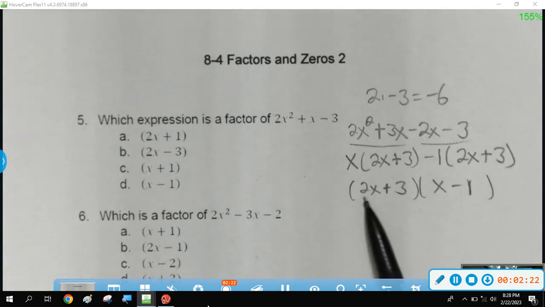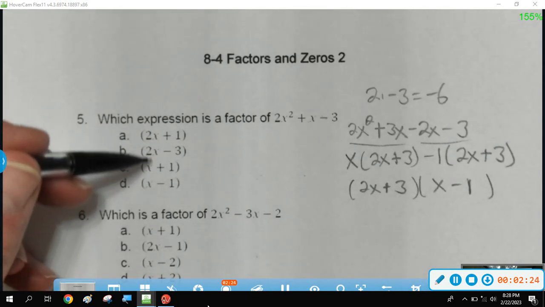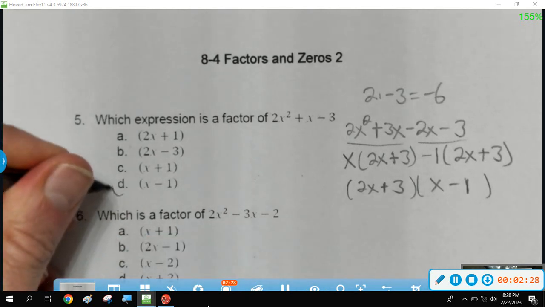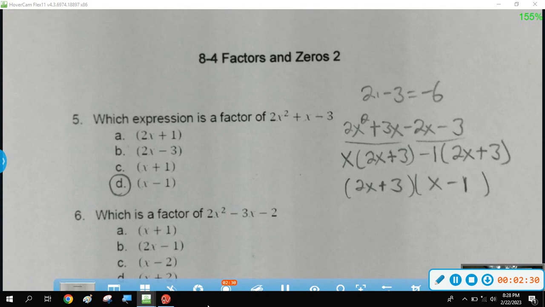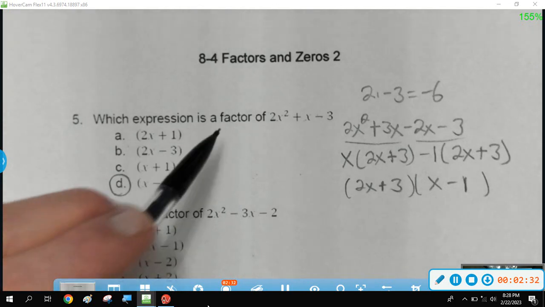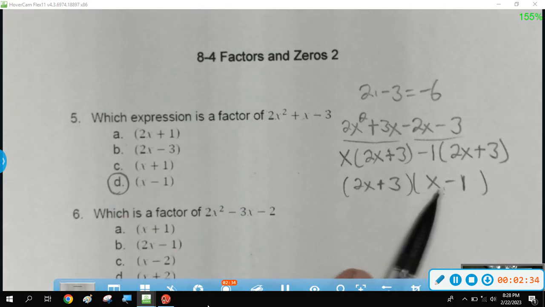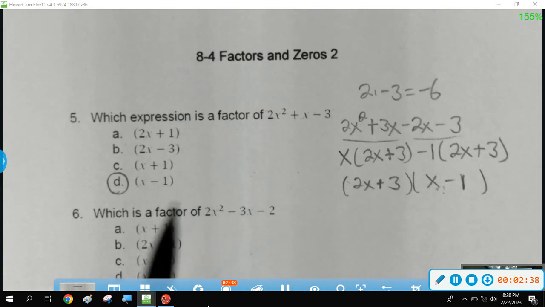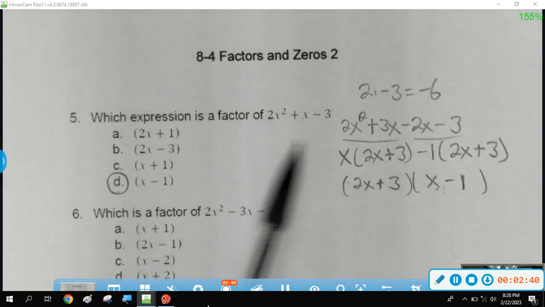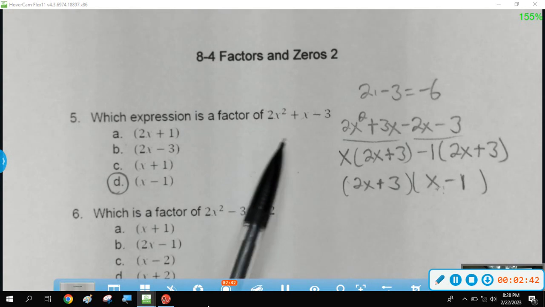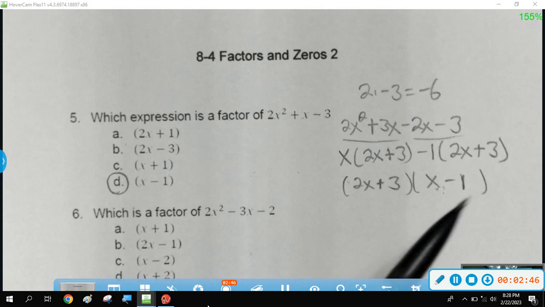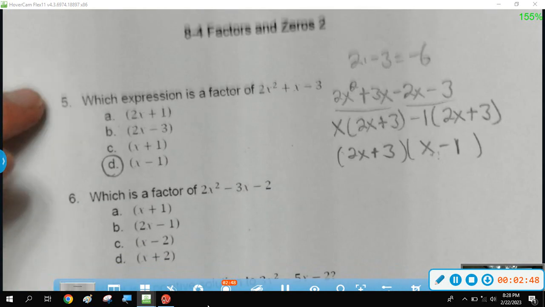All right, so is 2x plus 3 there? No, it's not. So x minus 1 better be there, and it is. It's choice D. X minus 1 is a factor. It's one of the factors. Here's the other one, but it's not listed as a choice. All right? So this one doesn't follow any special pattern. It's not a perfect square trinomial, nothing like that. We've got to use the AC method here to get the answer. All right? Okay, next one.